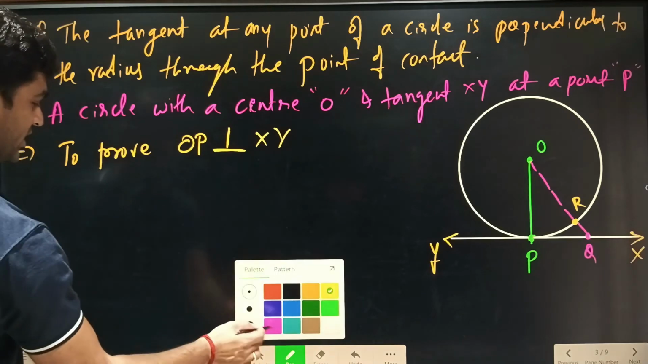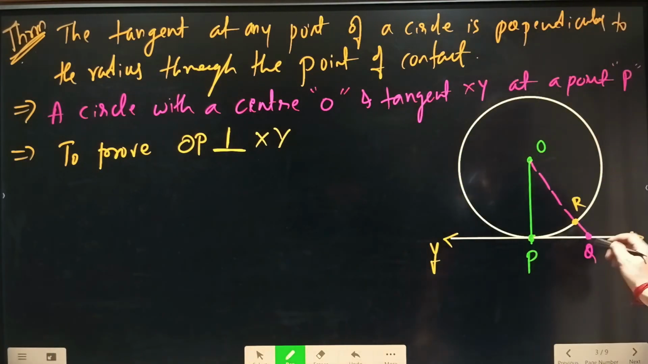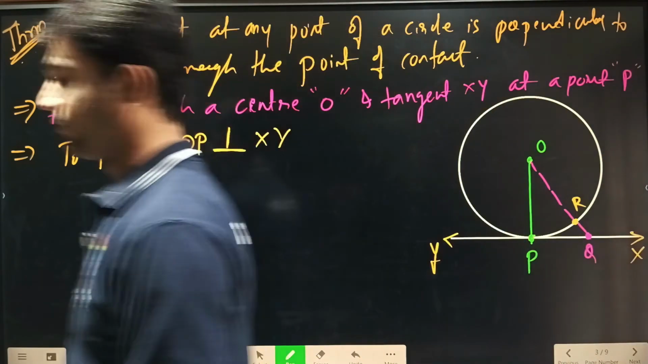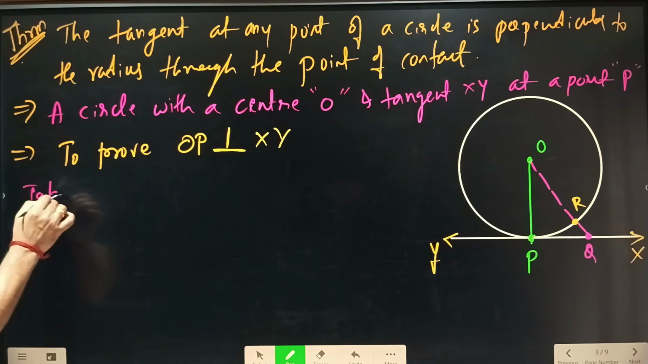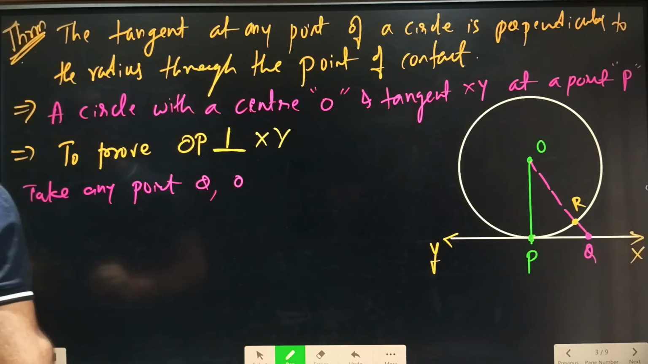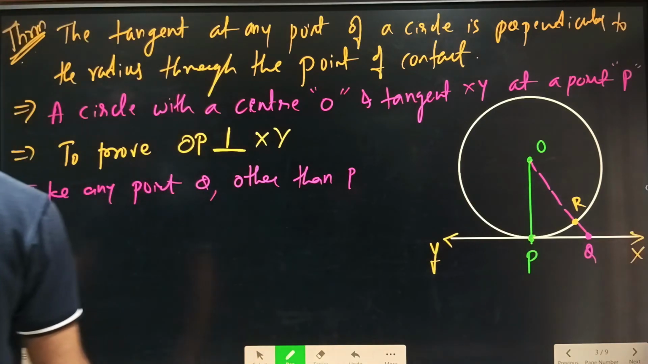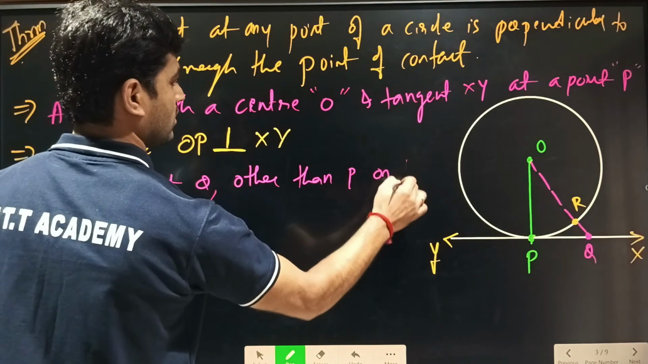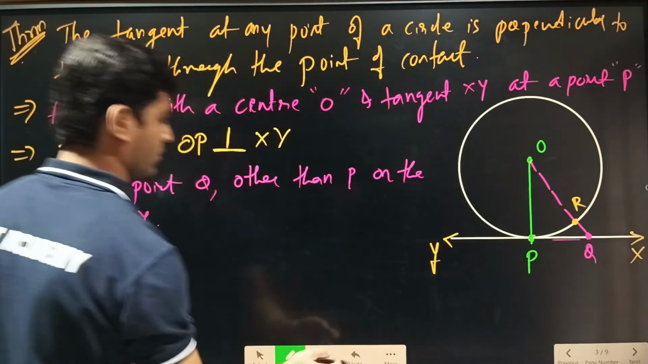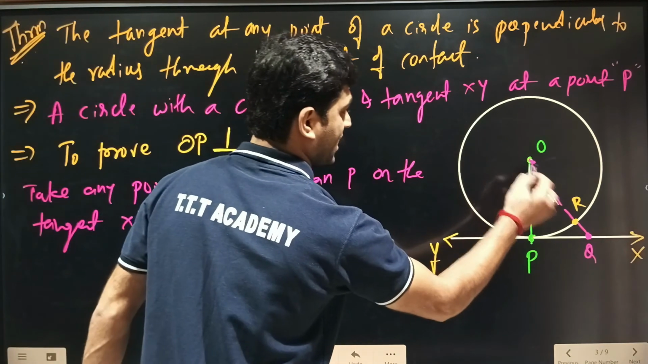Now with respect to this, dear students, first construction: take a point on the XY line, that is Q. I have taken a point Q on the XY line, which is other than the point of contact P, it must be a different point. So write that down too: take any point Q other than P on the tangent line XY, and join OQ, that is, join from O to the point Q.